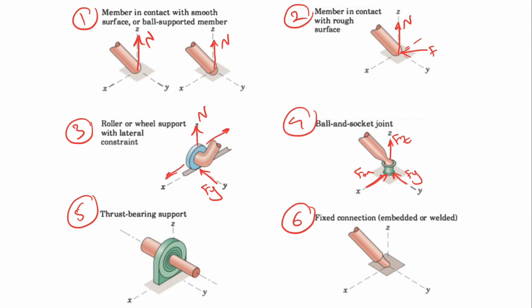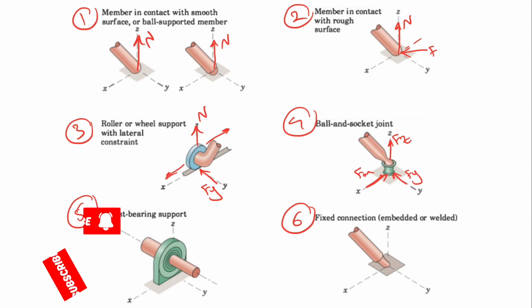So we only have the forces, which are free to pivot about the center of the ball support, and we only have force F, which has 3 components of X, Y, and Z.